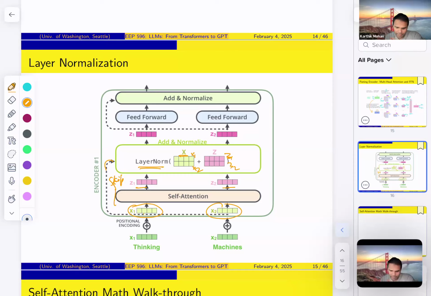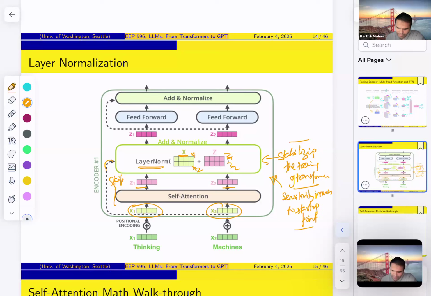And this apparently brings in a lot of stability in the training process of a transformer. It's supposed to help with stabilizing the training. Otherwise, it could not converge or there could be other issues. And also it's been found that this helps with avoiding sensitivity issues to starting point. So the starting point for the training is randomized, and some of them can throw the model off. The layer normalization kind of takes care of that.